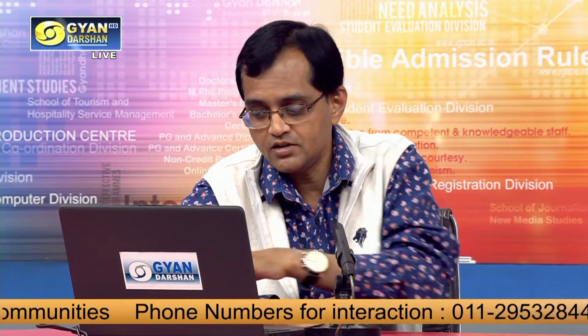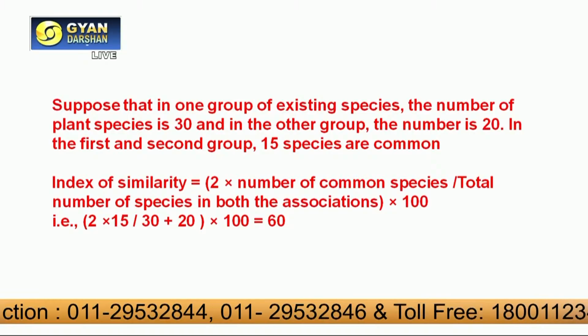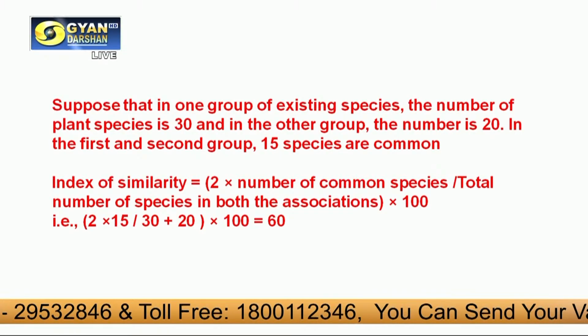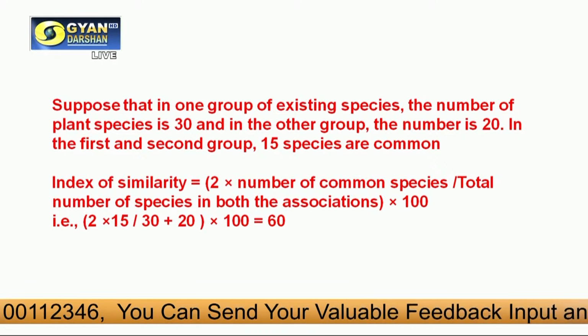parameter in a community study. Now, suppose in one group of existing species, the number of plant species is 30, and in another group, the number is 20. In the first and second group, 15 species are common.